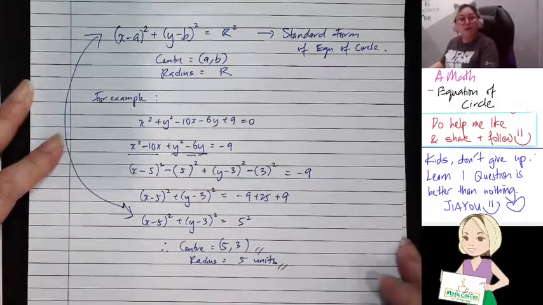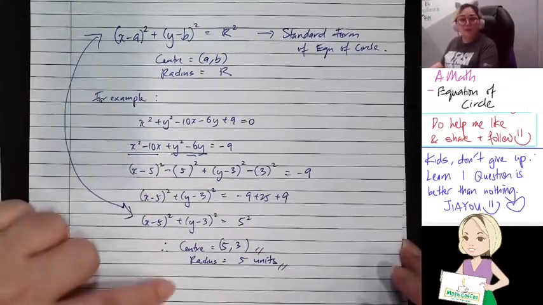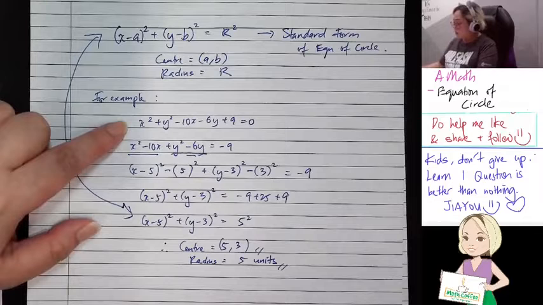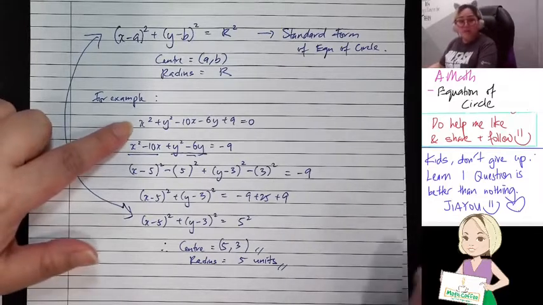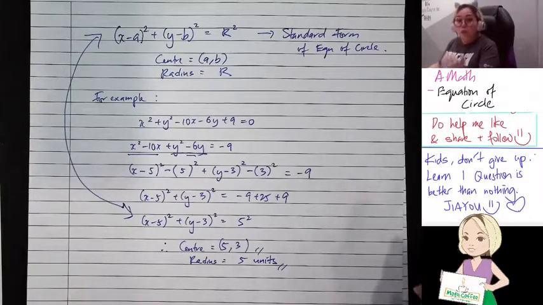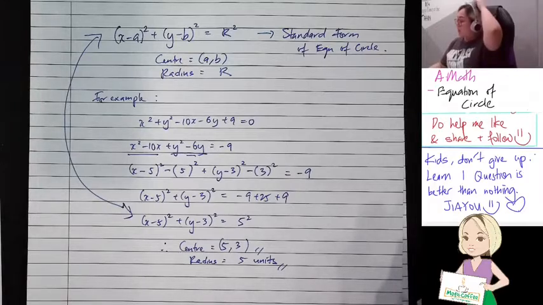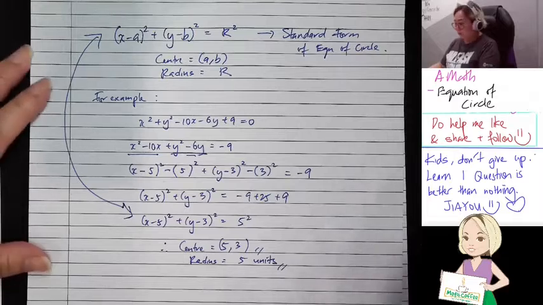So this is how you find the center and the radius from the equation of a circle. If let's say you see an equation which is 2x squared plus y squared and so on, then you cannot do it directly. What you can do is divide by 2 throughout and you get x squared plus y squared.